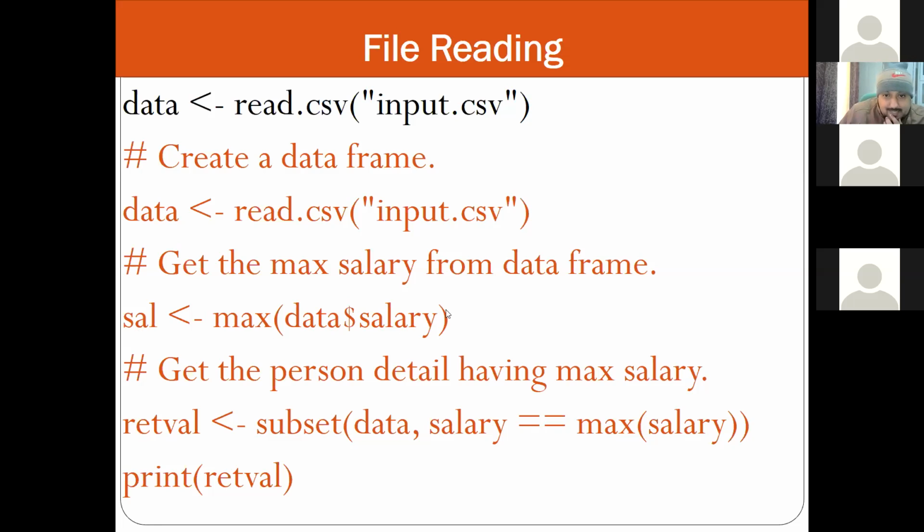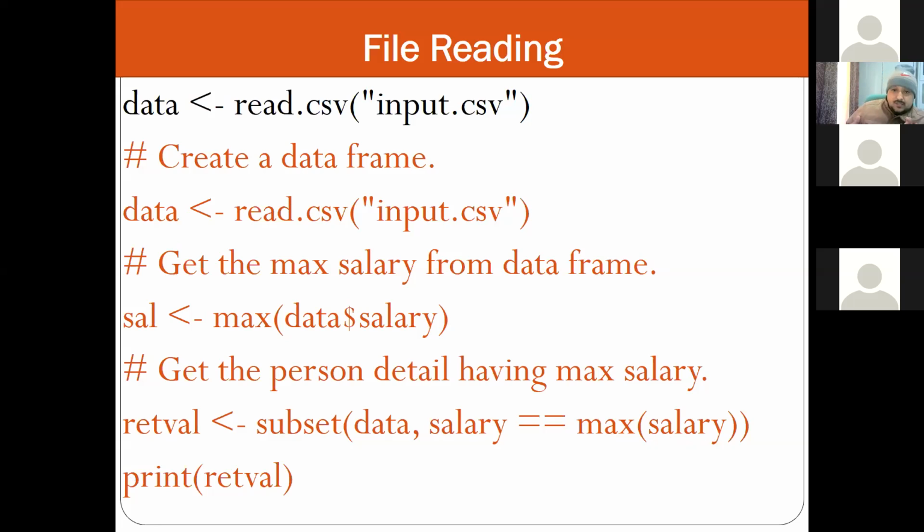Similarly, for example, you have to get the person detail having the maximum salary. In that case, you write the code like this. You use the subset function, then you mention the data taken from the input.csv file. Within this, you write salary double equal to max salary, and that will provide the whole details, either the address, the name, or the ID. All of these will be retrieved and printed. Like that, we are able to retrieve the different details of the persons.